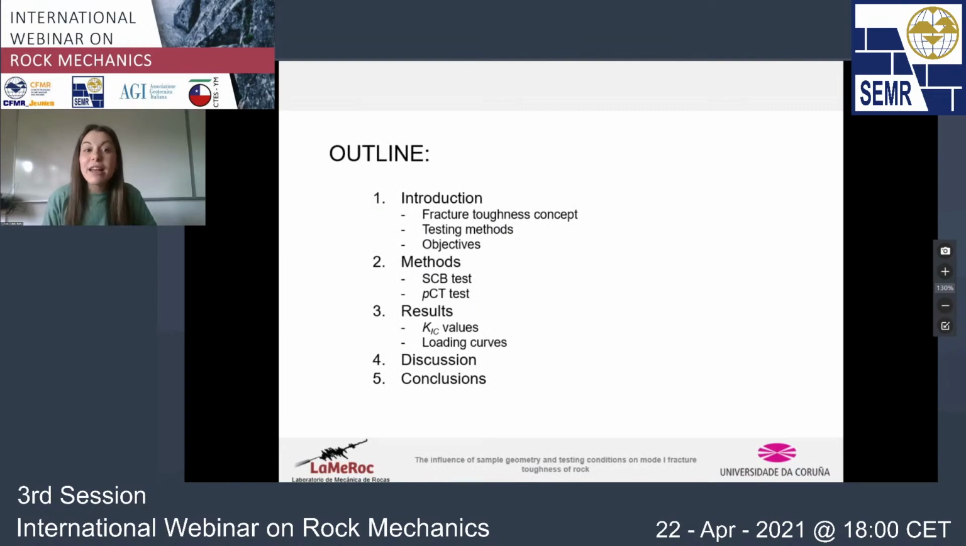So this is the outline for today's presentation. I'm going to start with a brief introduction about the concept of fracture toughness, and I will also show you a few testing methods to measure this property in rock materials. Then I will continue by defining the objectives of this work, and I will describe the 2 main tests that we have used in this study. Then I will continue by showing you the results, both in terms of fracture toughness values, but I will also discuss the shape of the loading curves and their importance. And I will finish by discussing these results and conclude with some highlights.